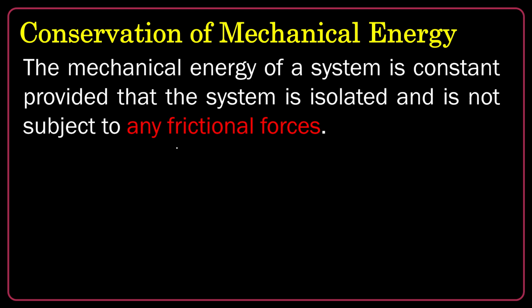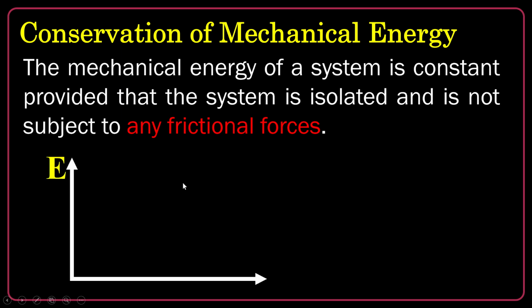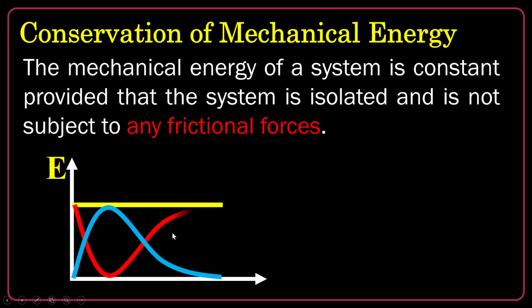Conservation of mechanical energy: the mechanical energy of a system is constant provided that the system is isolated and is not subject to any frictional forces. In this case, if the total mechanical energy of the object during the journey is supposed to be constant, the changes of kinetic energy and potential energy can compensate each other and they always add up to a total mechanical energy of E. Let's say the total mechanical energy is 10 joules during the journey.